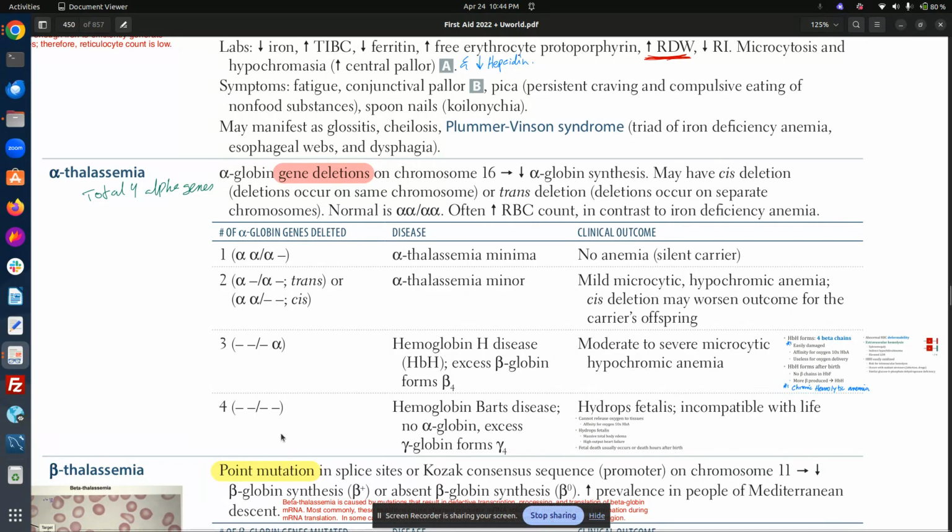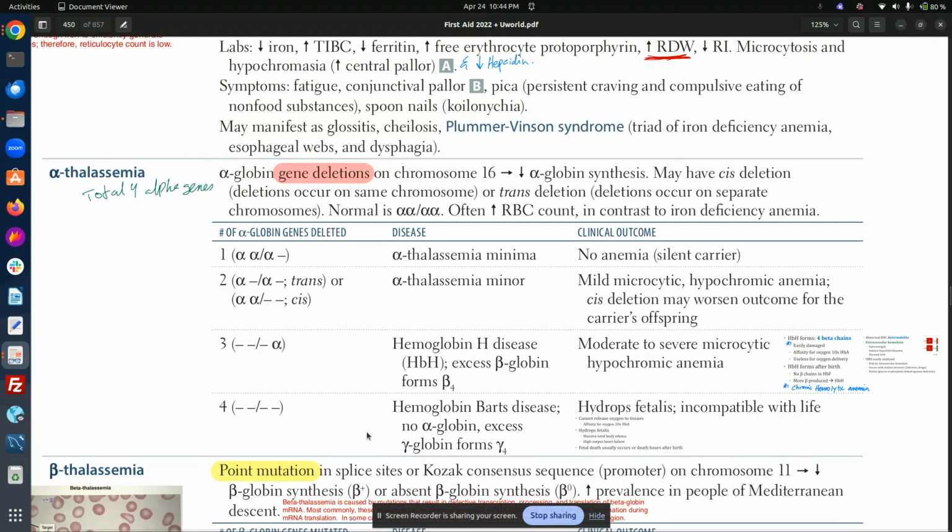When all four genes are deleted, it is called hemoglobin Bart's disease, the most severe disease, because there is no alpha globin, so there will be excess formation of gamma globin chains, forming gamma 4. It usually causes hydrops fetalis, and the newborns are incompatible with life. They usually die in utero.